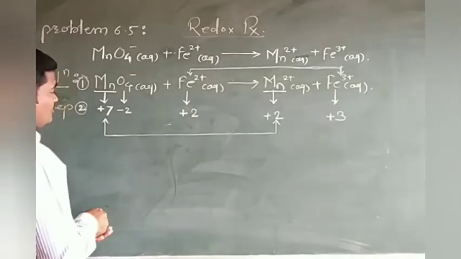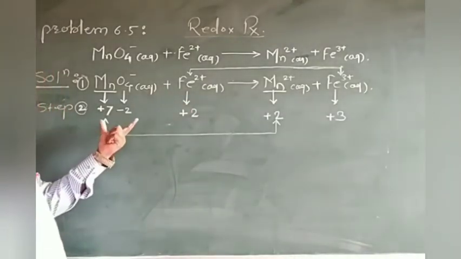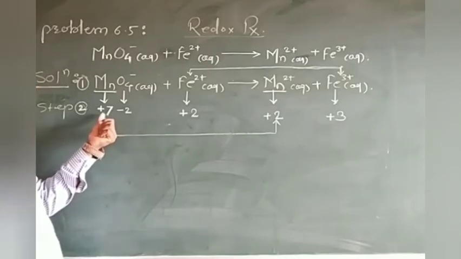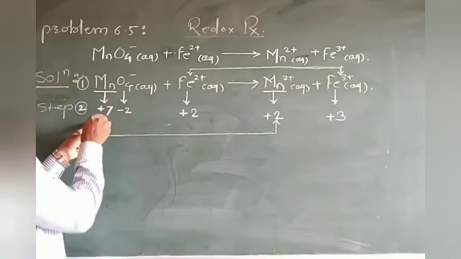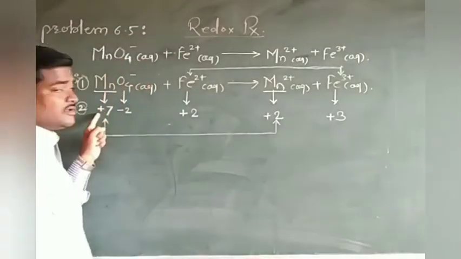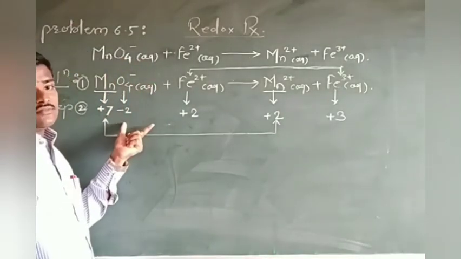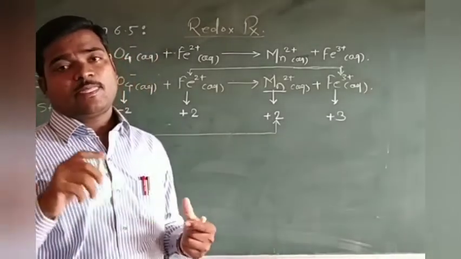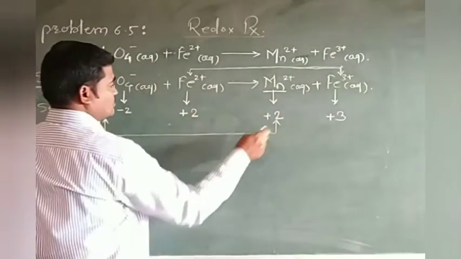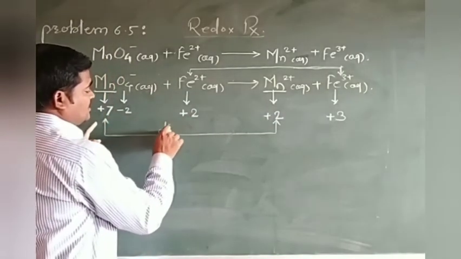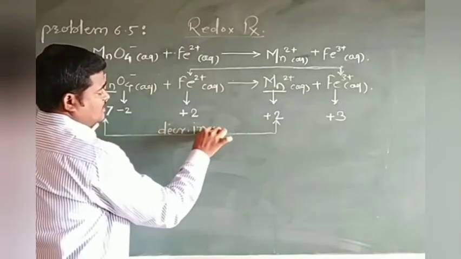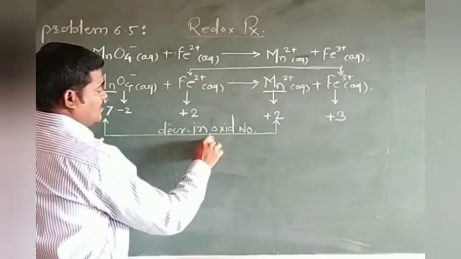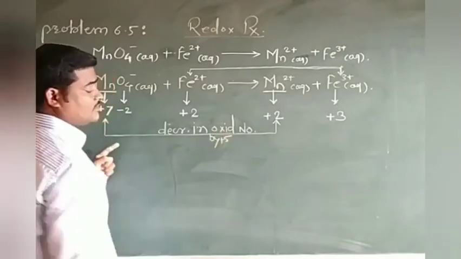Here, if you observe the manganese, the oxidation number of manganese differs: here it is +7 and here +2. It means the oxidation number of Mn decreases by 5. Look at this, +7 and +2. So we can write in short: decrease in oxidation number by 5.